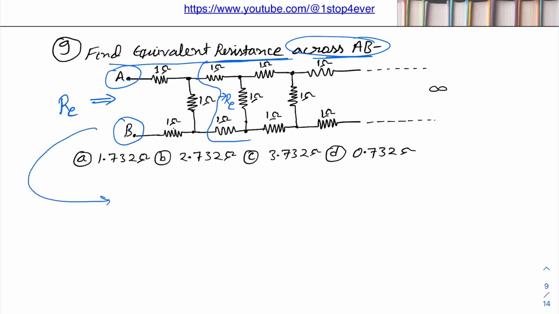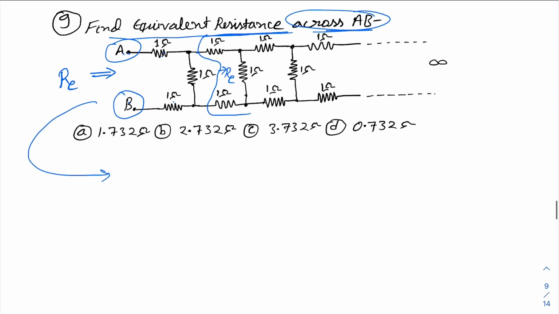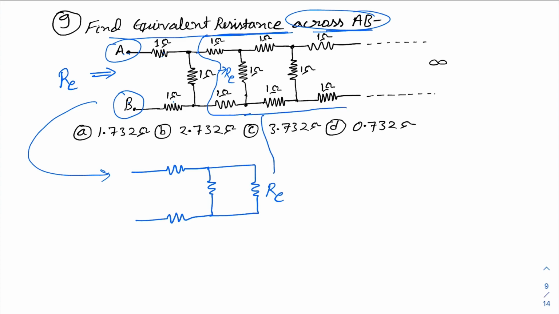So now the equivalent diagram will be like this: 1 ohm, then again 1 ohm, and then again 1 ohm, connected like this. We have taken this total as R equivalent, and this is 1 ohm, this is 1 ohm, and this is also 1 ohm. This point is A and B, and the equivalent is RE, same.